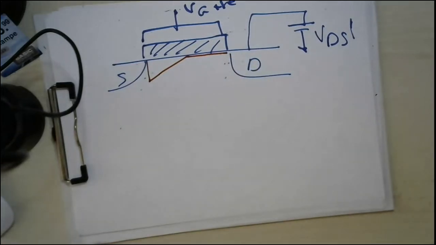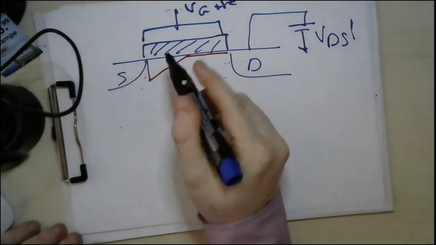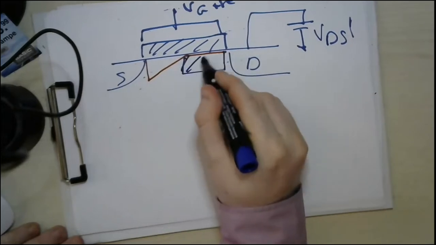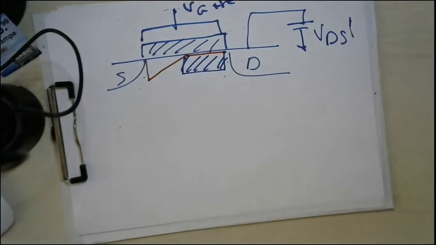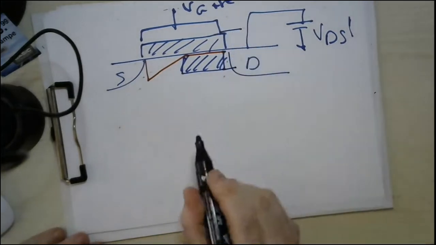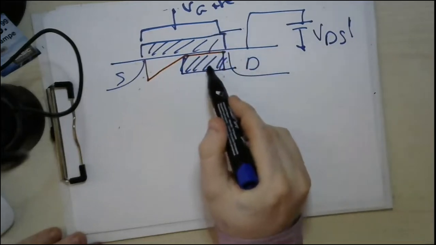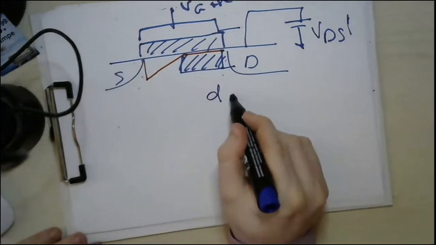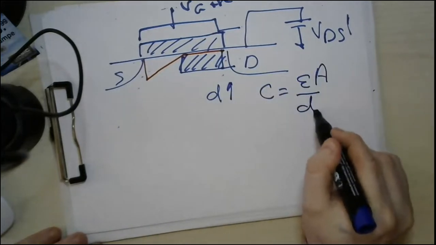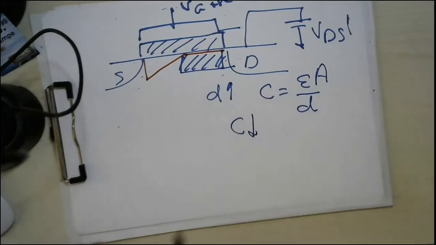So let's now start to monitor our capacitance. If you start to monitor your capacitance, this region is an electrical insulator. So effectively, whenever you have a pinch-off, your effective D is increased. And again, C equals epsilon times A over D. So when D increases, the capacitance decreases. So in the case of a pinch-off, your capacitance will not increase. It will decrease again.